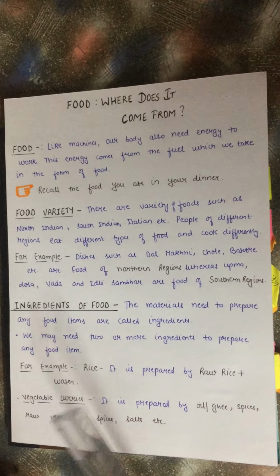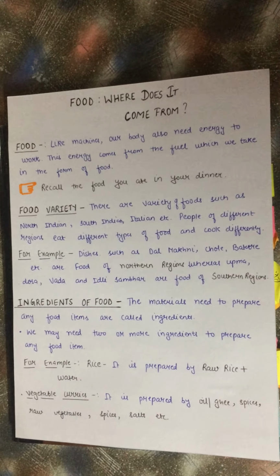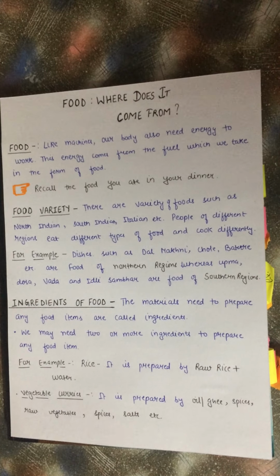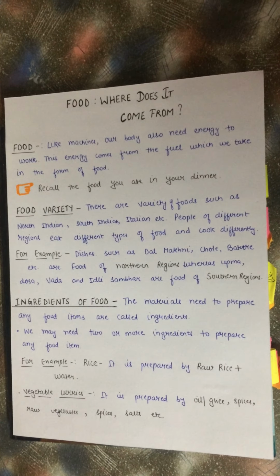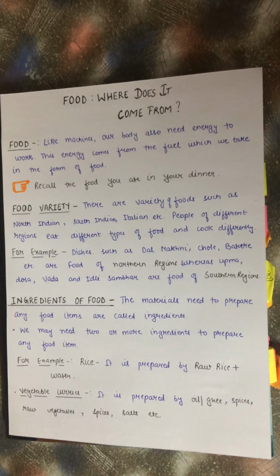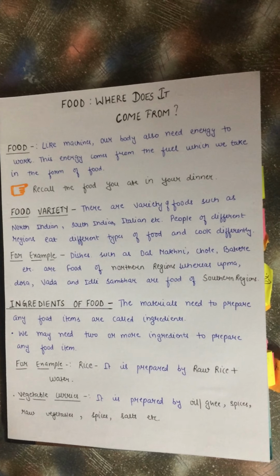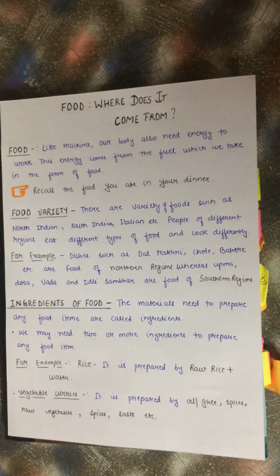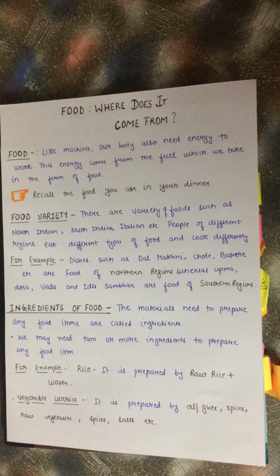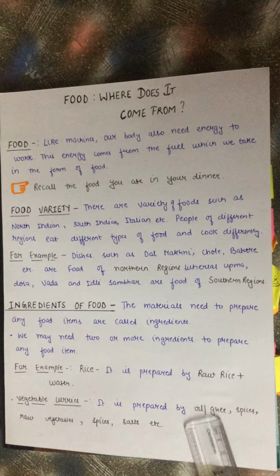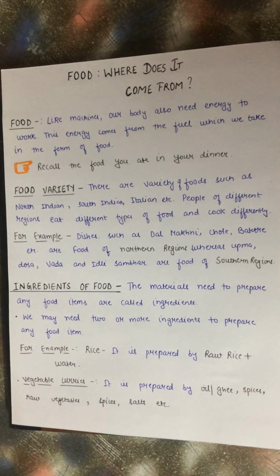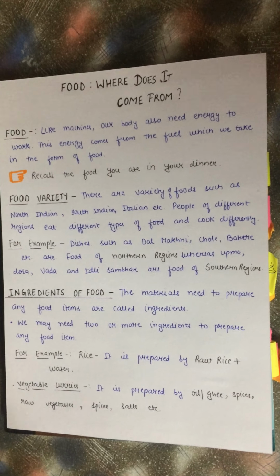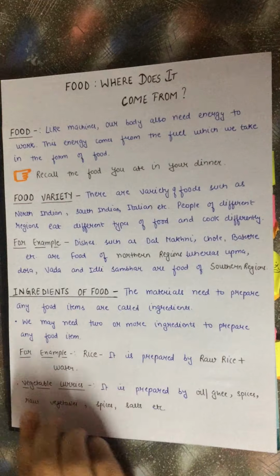For example, let's see rice. It is prepared from raw rice and water. Go and ask your mother how she prepares the rice. She takes the raw rice, she washes that and then she adds some water to the rice and keeps it for cooking. So rice के क्या ingredients हो गए? Raw rice and water. Now next is the vegetable curries which you eat. It is prepared from oil, ghee, spices, raw vegetables and salt. So all these are the ingredients for your vegetable curries.